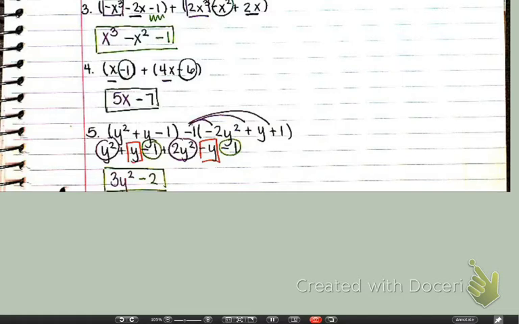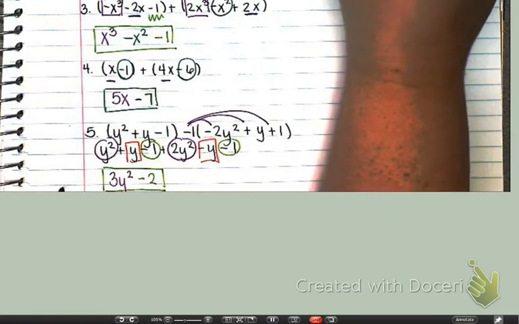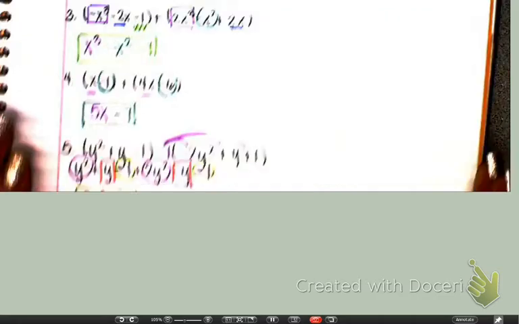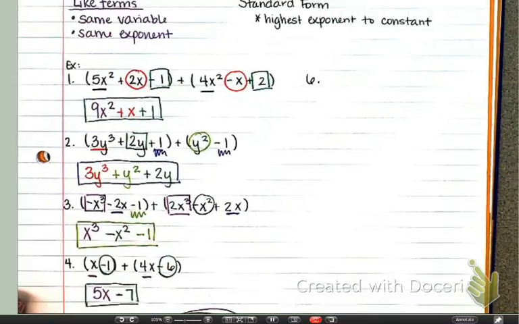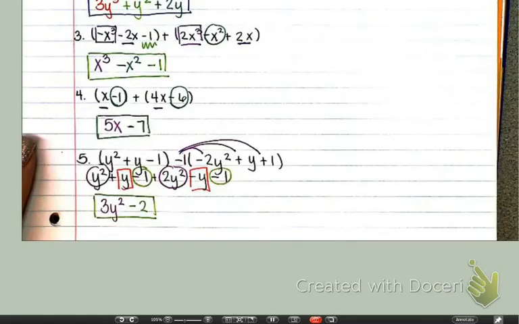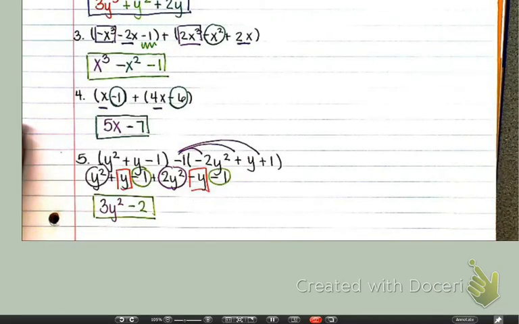Okay, so you're distributing through that negative. Then you can combine like terms. That is the one thing students mess up the most often. Are we okay with that? Yeah. Okay, let's try one more together, and then I'll give you 2 to do on your own.